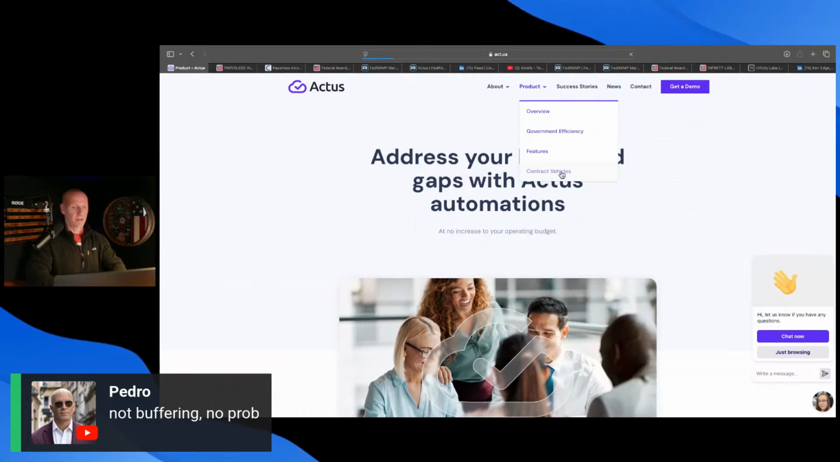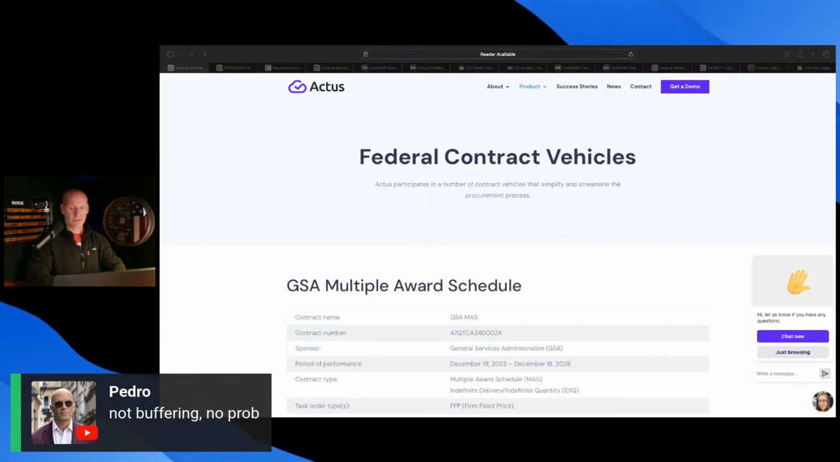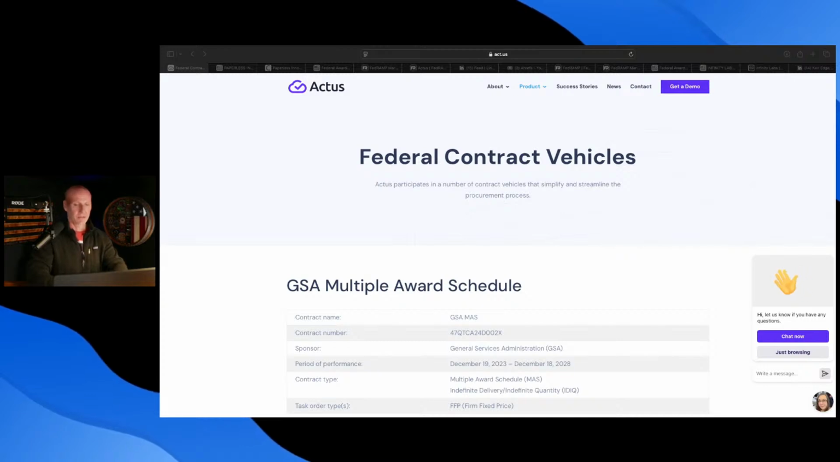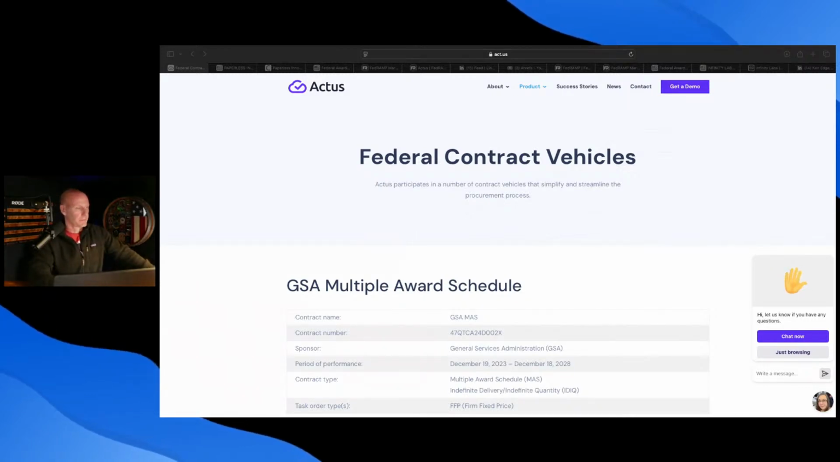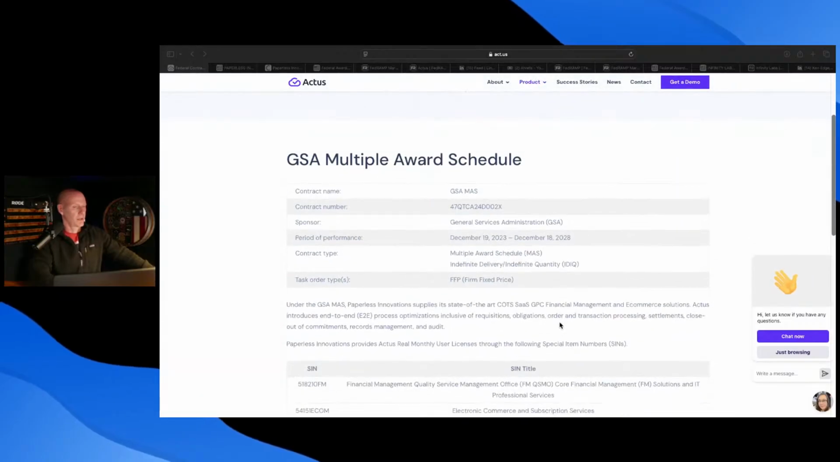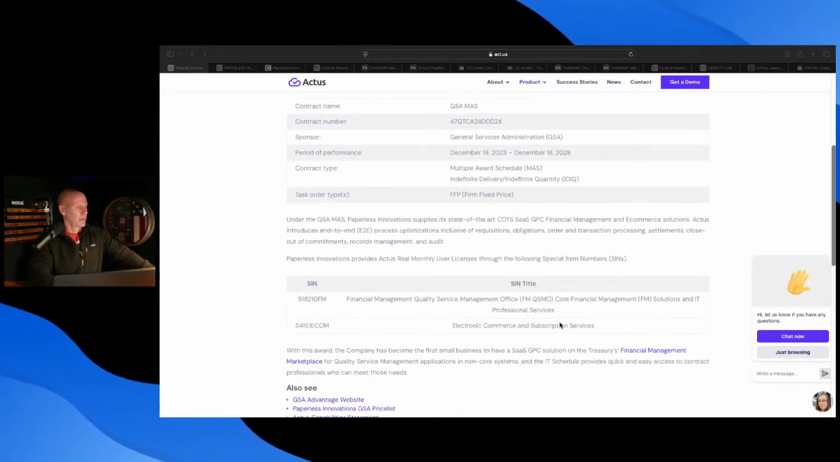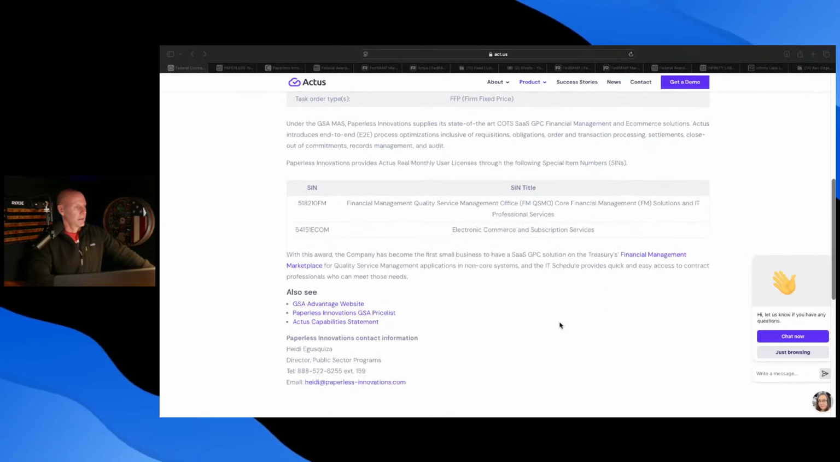Okay, so let's see here. I'm going to click on that, see what it's doing there. I'll get Pedro's comment taken off of there. Okay, so these guys are on GSA, Multiple Award Schedule. Let's see. Is that it?